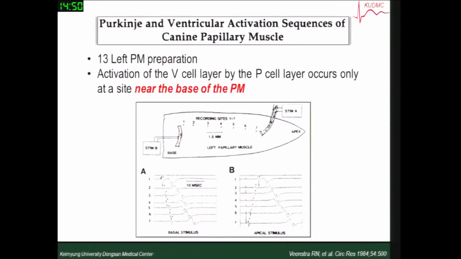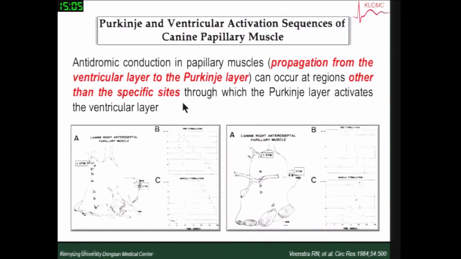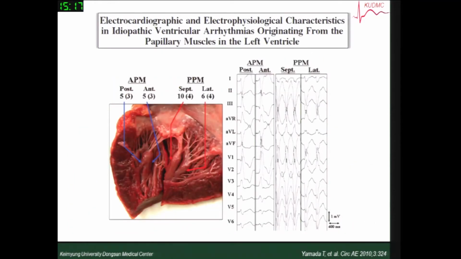They prepared a canine papillary muscle and looked at the activation of the papillary muscle itself with the Purkinje system. When they paced the Purkinje cell, the muscular activation always came from the base. But if they paced the muscle itself, the breakthrough to the Purkinje system was not at the base. It's a different site. So if we have papillary muscle VT, the exit to the Purkinje system or the other side can have a different exit or several exits.